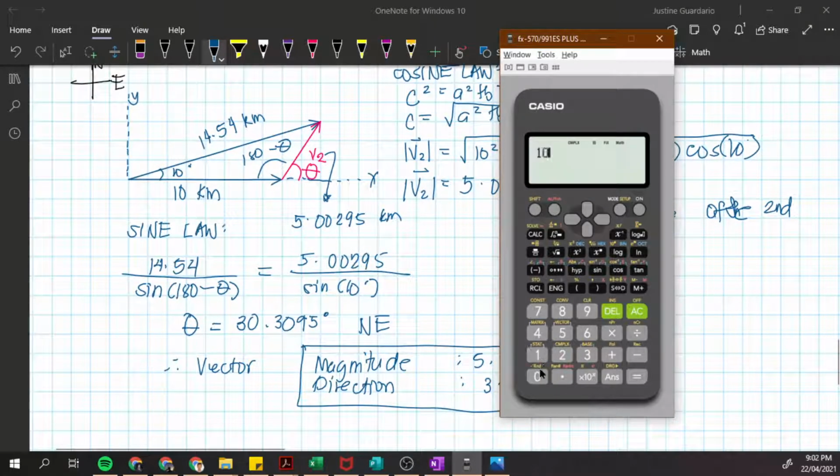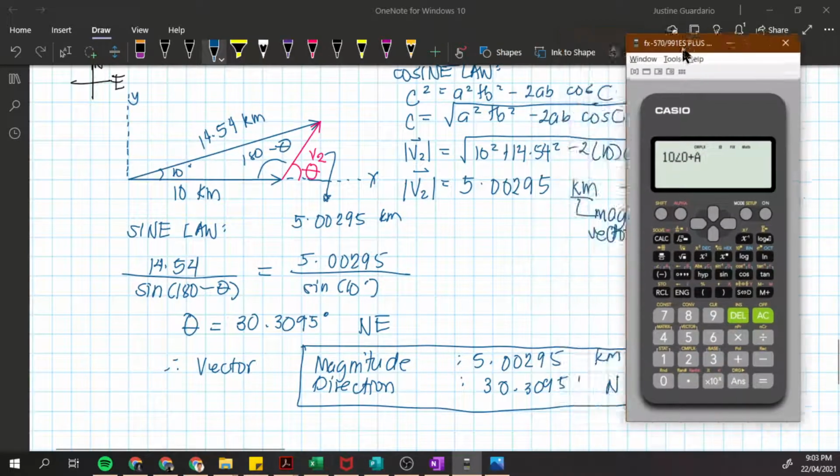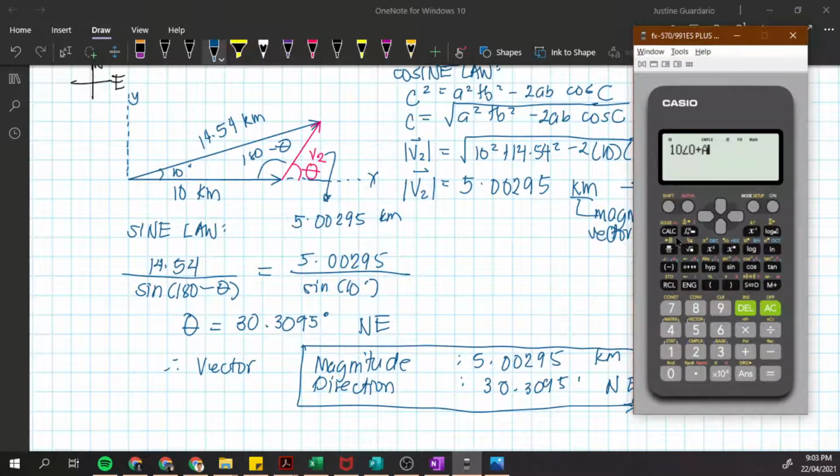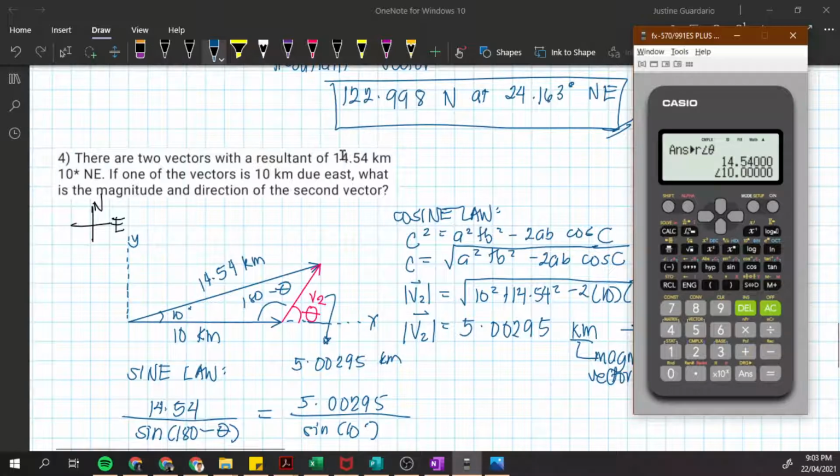We know the first vector to be 10 angle 0. Then we add our second vector with magnitude alpha A. So our A is that 5.00, right? I stored that. Then angle alpha B. Then equal, then shift complex, then I just convert it. What should come out as the answer is our resultant, which is 14.54, then 10 degrees, 10 degrees north of east.